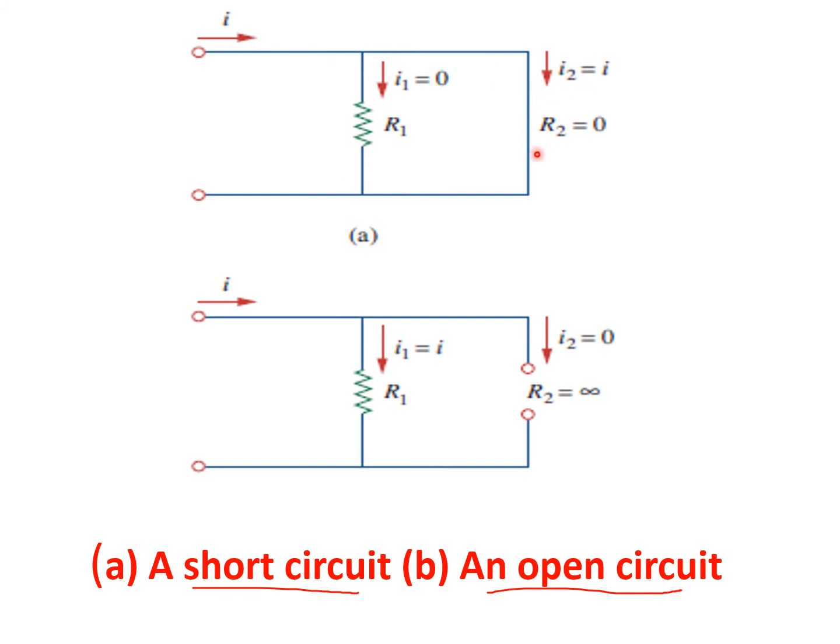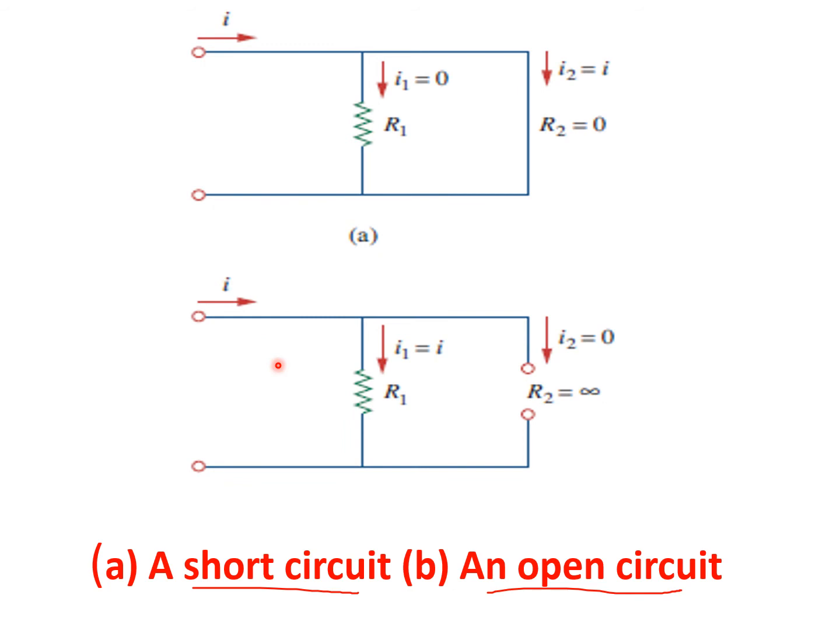But here, what about the resistance? Resistance is equal to 0 and voltage is also equal to 0. But is there any current flowing through a resistance? There is no current flowing through a resistance because current always flows through a low resistance path.